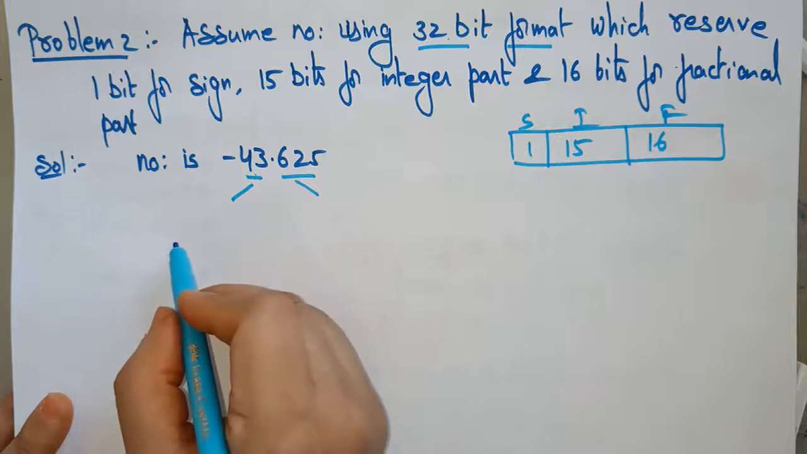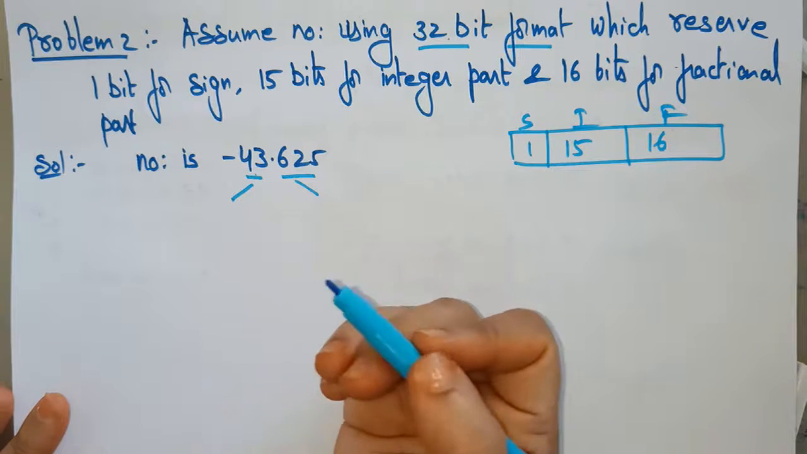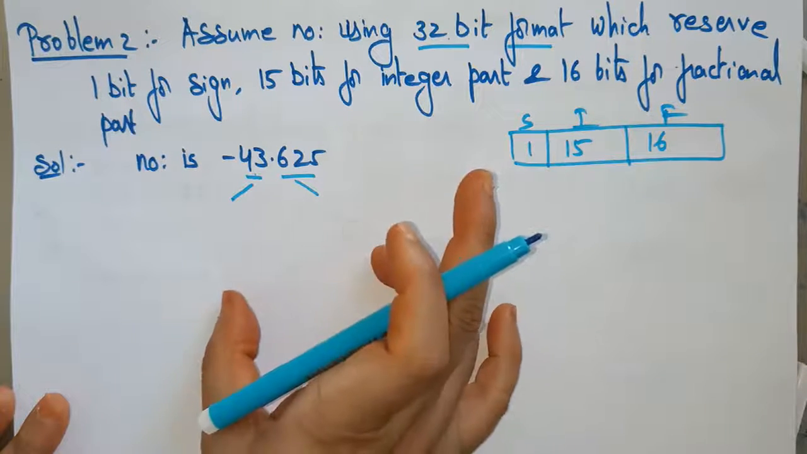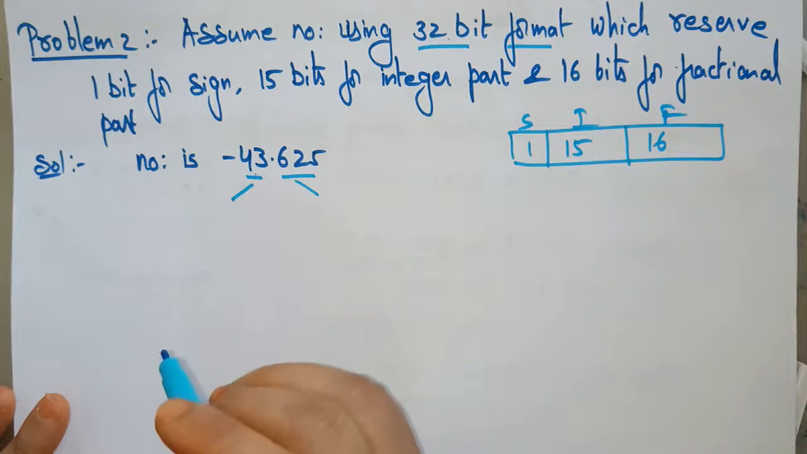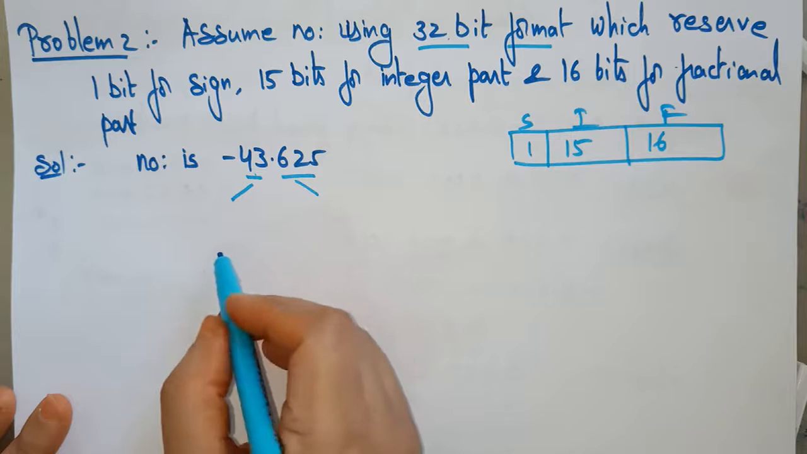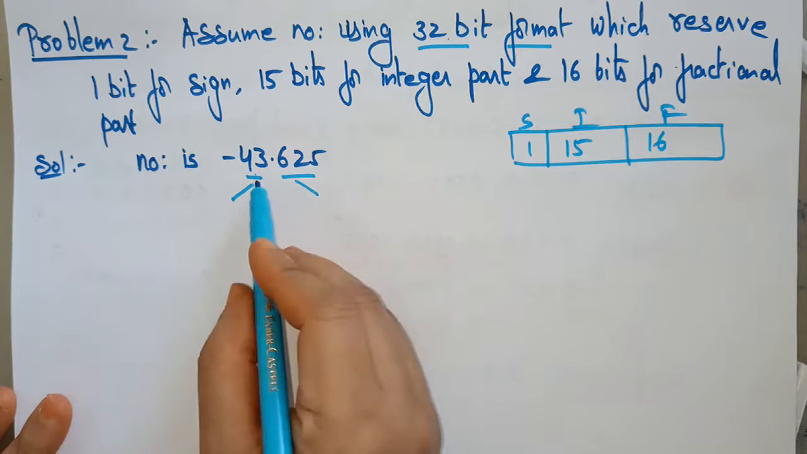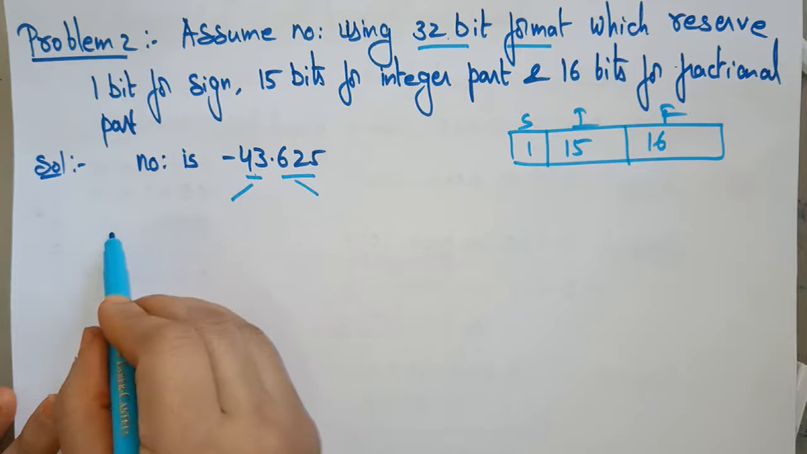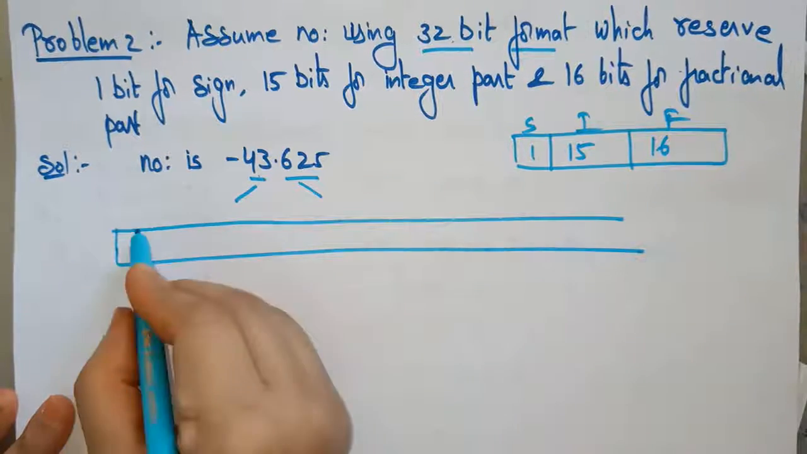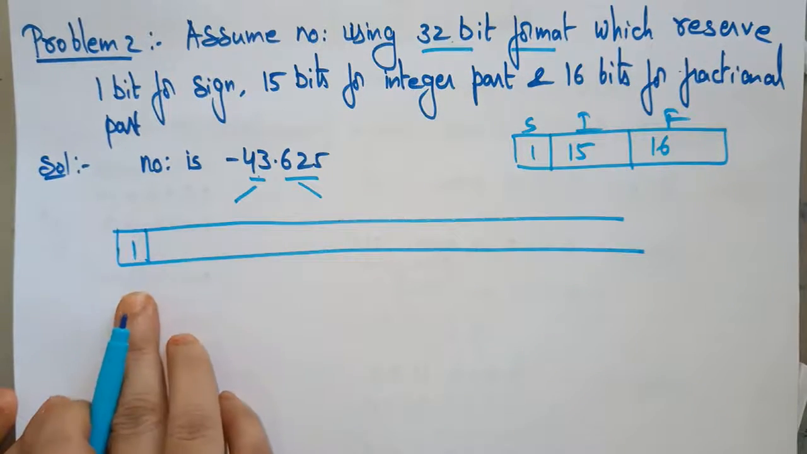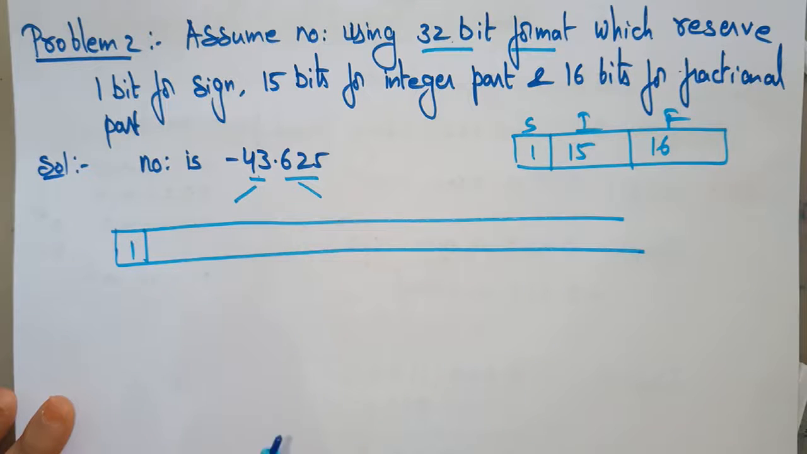Now let's work on this. So this is minus 43.625. I need to represent it in a 32-bit format, right? So first bit they are already given as a sign bit. So that means the sign is represented by 1 bit. The sign bit is 1. It is nothing but a sign bit. Now let's take 43. So what is the value of 43?